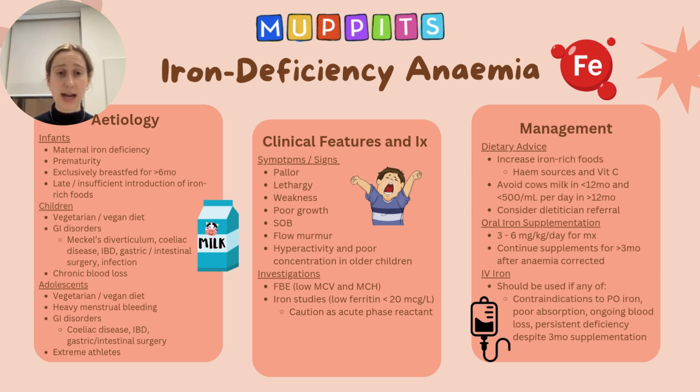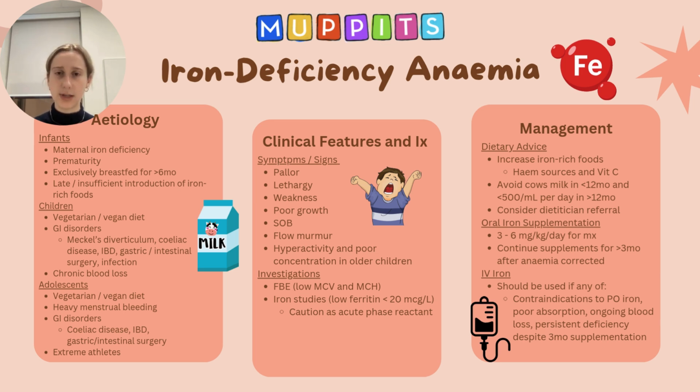In terms of our management and our counselling towards families and children, dietary advice would include increasing the iron-rich foods in the child's diet, so particularly heme sources, which are most often from animal products, so meat in particular, but dairy products as well.